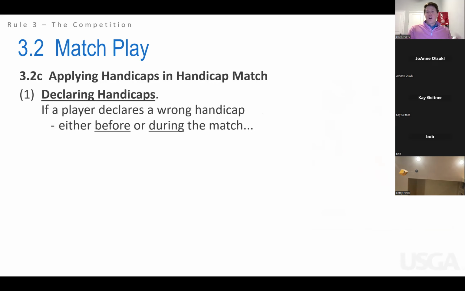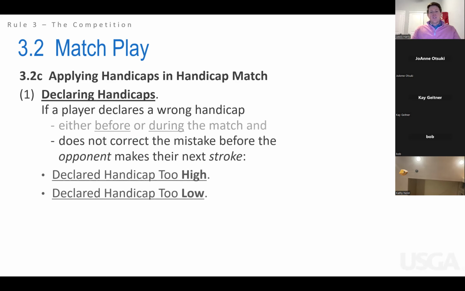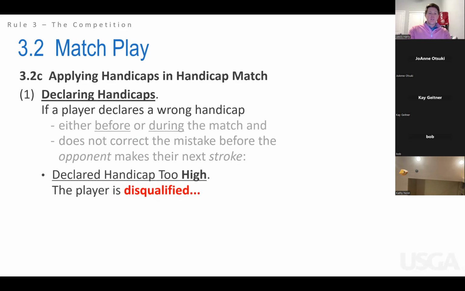If someone declares a wrong handicap, either before they start, or maybe we're walking down the first hole and we're talking about handicaps as we're walking down the first hole, that could potentially have some bad consequences for the player or the opponents. So we could either declare a wrong handicap by saying we have a handicap that's too high or a handicap that's too low. There's two sides to that. If we do declare a handicap that's too high or too low, and we don't correct it before the next stroke is made by the opponent, well, we have two different outcomes.